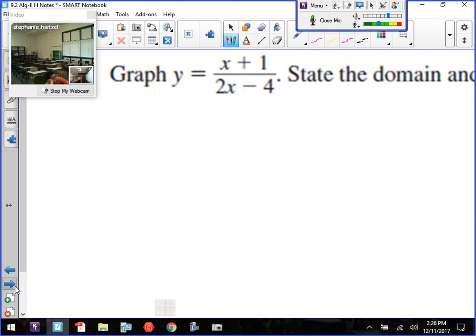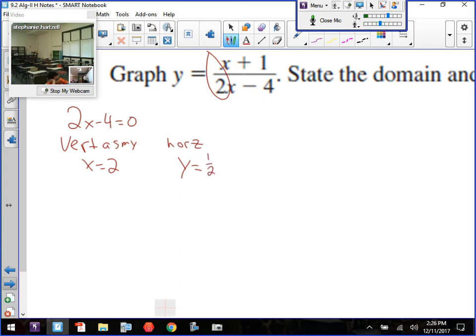First thing you want to do is find the 0 of the denominator. What can't x be? 2. So my vertical asymptote is going to be at x equals 2. My horizontal asymptote is going to be at y equals, well, what are the coefficients here? What's the coefficient of the numerator? 1. What's the coefficient of the denominator? 2. So your asymptote's at 1/2.